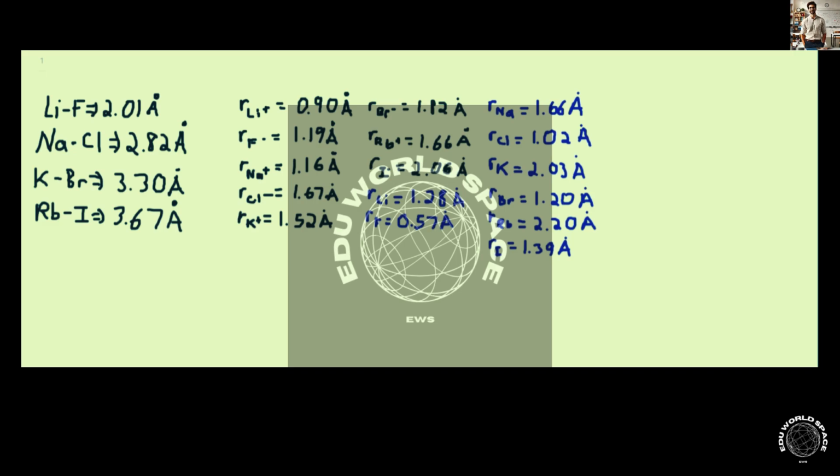All right. In the ionic compounds lithium fluoride, sodium chloride, potassium bromide, and rubidium iodide, the measured cation-anion distances are 2.01 angstroms for lithium fluoride, 2.82 angstroms for sodium chloride, 3.30 angstroms for potassium bromide, and 3.67 angstroms for rubidium iodide, respectively. Predict the cation-anion distance using the ionic radii given in figure 7.8.